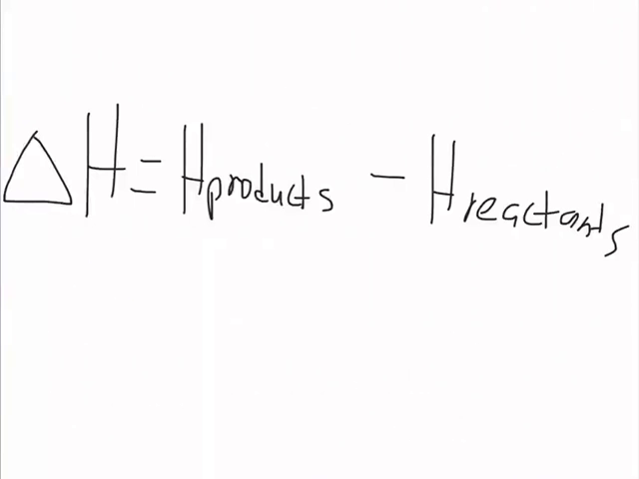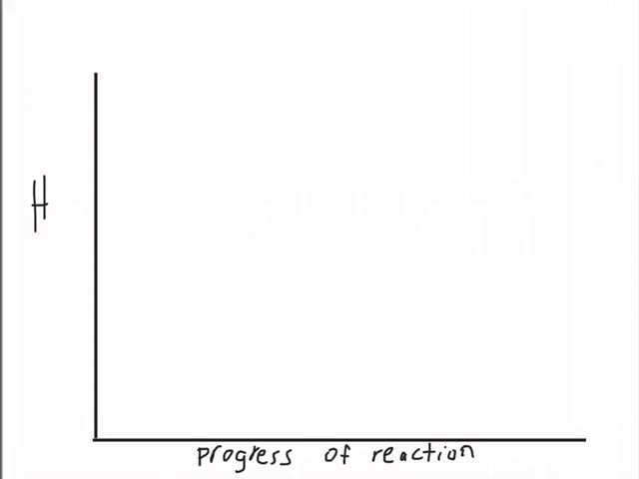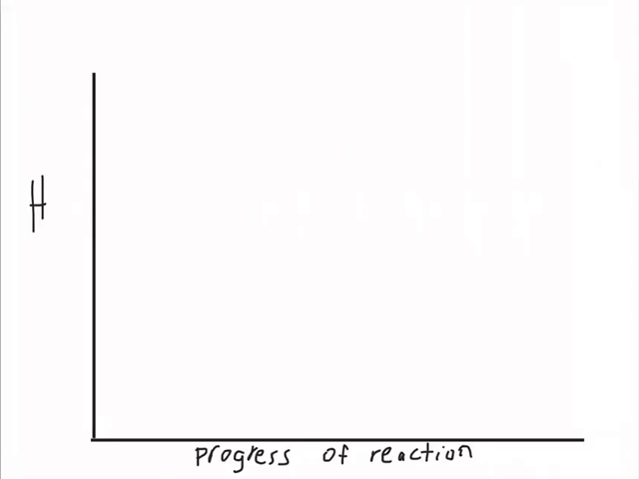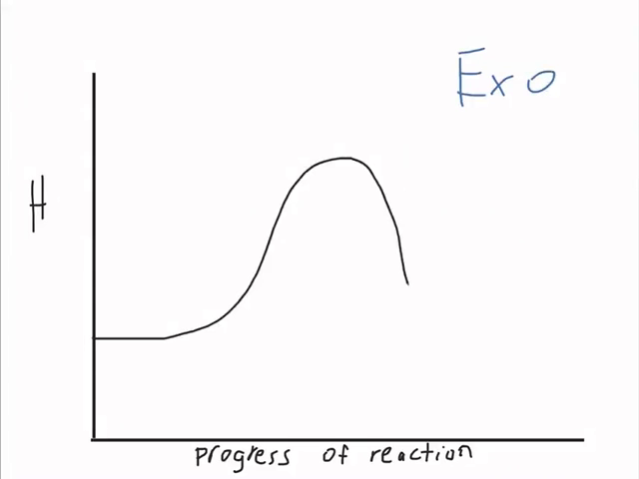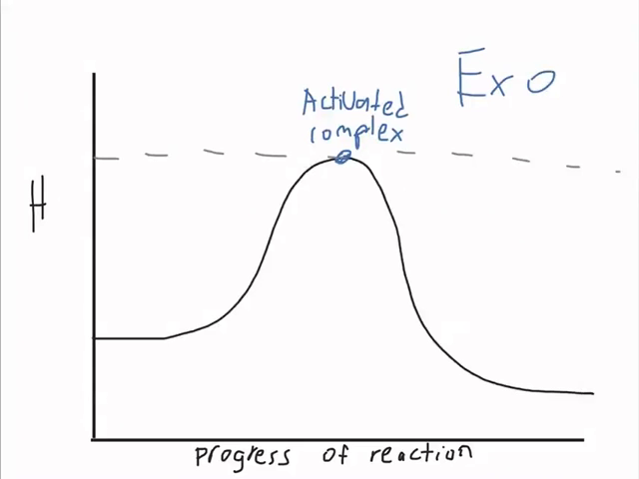Moving on, let's look at some energy profiles and enthalpy graphs. Let's draw out an exothermic reaction graph. So as you can see, on the x-axis we have the progress of a reaction, and on the y-axis we have enthalpy. So this is what it looks like. Let's now label some things and then I'll explain them.